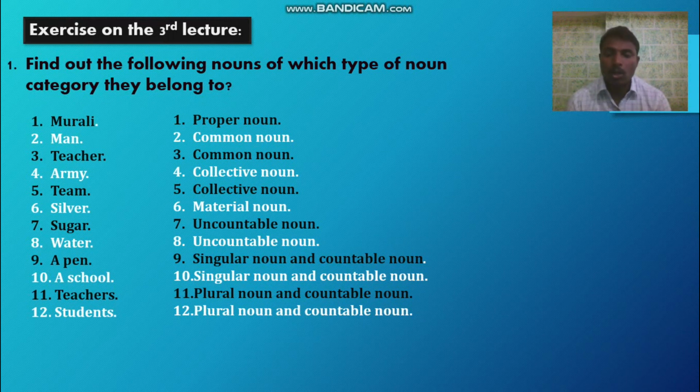And a school is also a singular noun and countable noun because we can count how many schools are in our village, and also we are speaking about only one school. So a school is a singular noun and countable noun. And teachers are a plural noun and countable noun because we can count how many teachers are in our school. With teachers, we are talking about more than one teacher, so it comes under the category of plural noun. And students is also a plural noun because we are talking about more than one student, and it is a countable noun because we can count how many students are in our school.